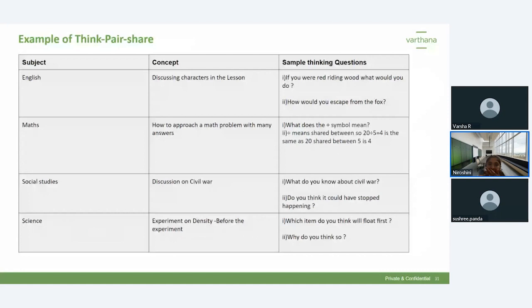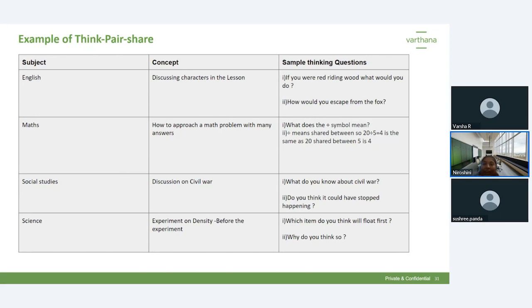I have covered almost all subjects here with examples of think, pair, share. In one particular subject, let's take English. When we are teaching a lesson, it could be a simple lesson where we are discussing the characters in the lesson. Then in the middle of the session, if you want to understand what they think about the character, you can ask simple questions. I have put a sample question here.